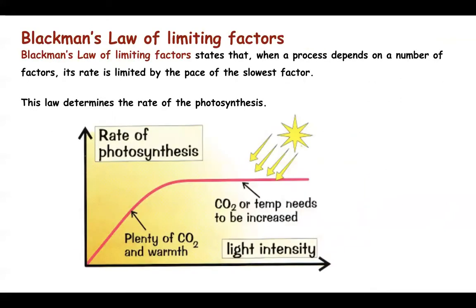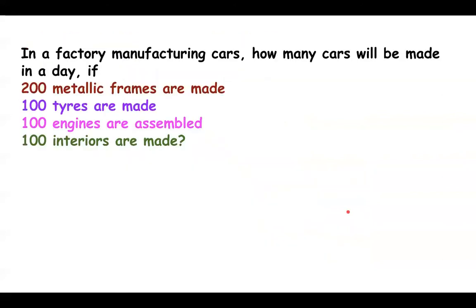Now, when you are studying the factors controlling photosynthesis, you need to know Blackman's law of limiting factors. Blackman's law states that when a process depends upon a number of factors, the rate of a reaction is determined by the pace of the slowest factor. What this means is, if the rate of photosynthesis depends upon all these factors, whichever is the lowest will determine the rate of photosynthesis. I'll give you an example.